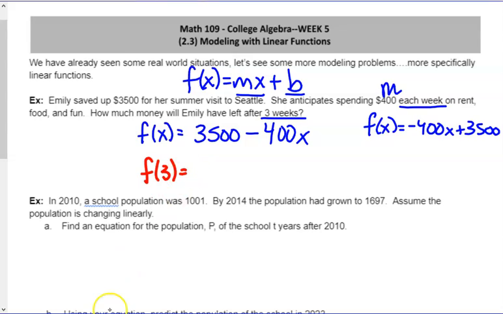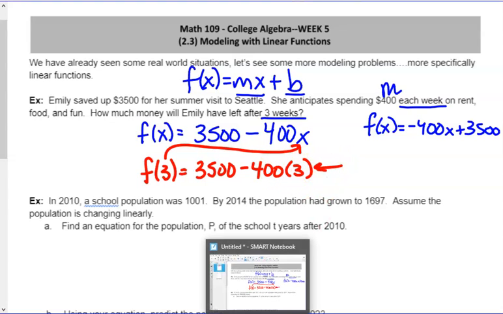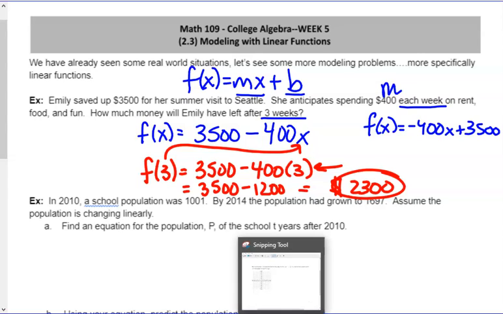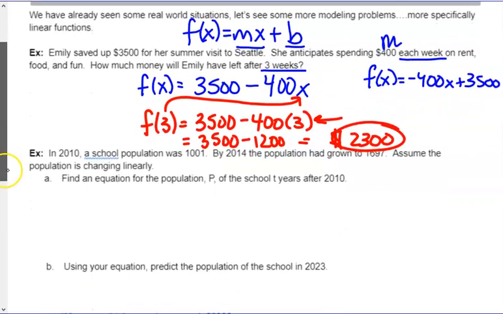what we refer to as f of 3, and we can now plug 3 into our function for wherever I see an x. So I would do 3,500 minus 400 times 3, and you might have gotten to this point without even writing that function, and that's okay. You have the idea or the mindset of that linear function. So that 400 times 3 is going to be 1,200. When I subtract that, my final answer after 3 weeks is that there's $2,300 left in her account. Okay? All right, very good. Let's try the next one.